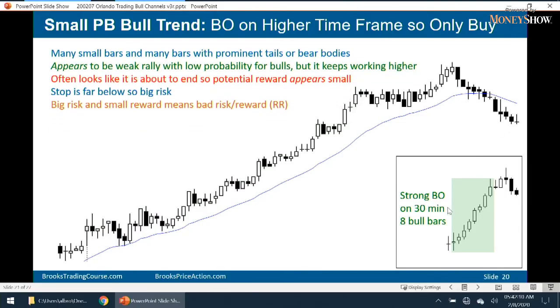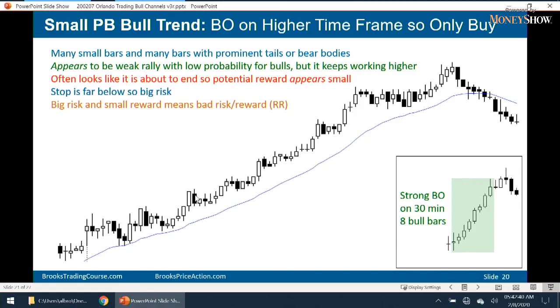I want to say one other point about this. If you're just looking at this, it looks like it's a weak rally, and it looks like it's a low probability bet for the bulls to buy, but it keeps working higher. And you also look at it and you say, oh, there's probably not much potential for reward here, so the reward is probably small. So if you're buying anywhere in here, the risk is pretty big. You're thinking, the reward is small, the probability is low, but that's not true.